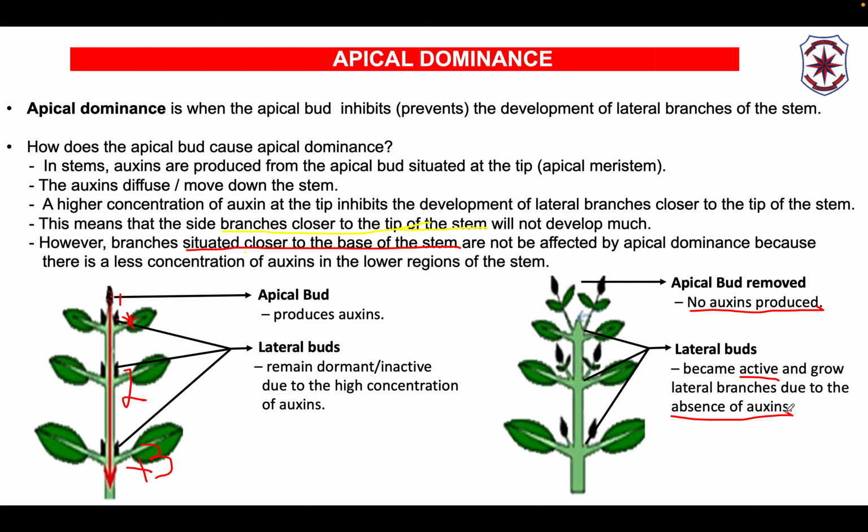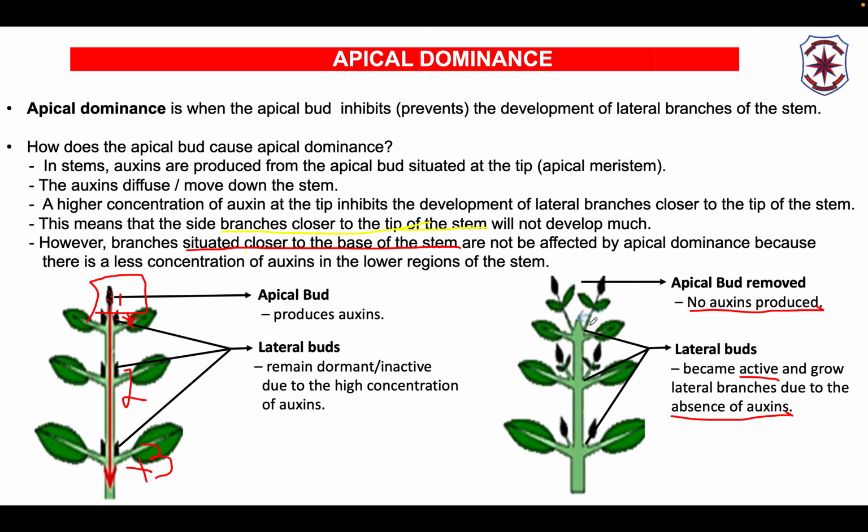Okay, so if we want to remove the effects of apical dominance, what must we do? We must completely cut off the apical bud. If we cut the apical bud, we are cutting the source from where the auxins are produced, and then if we don't have auxins, therefore the lateral buds will sprout and the lateral branches now will grow.